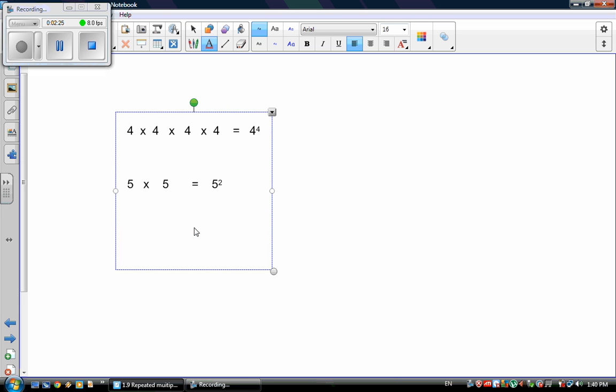Let's have another one. 10 multiplied by 10 multiplied by 10. It's written as 10 to the power 3. It means we multiply 10 by itself 3 times.